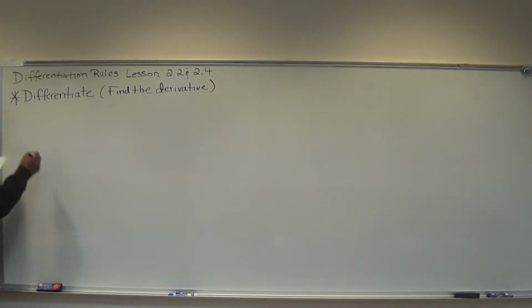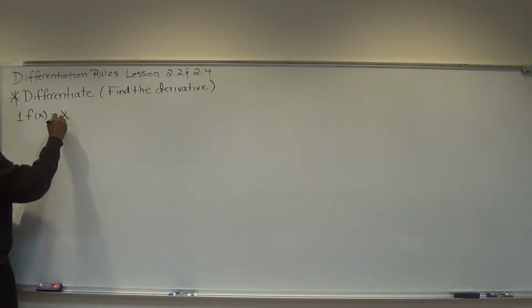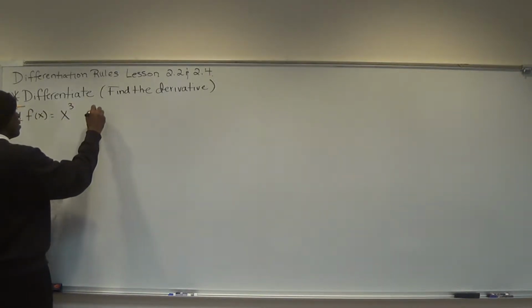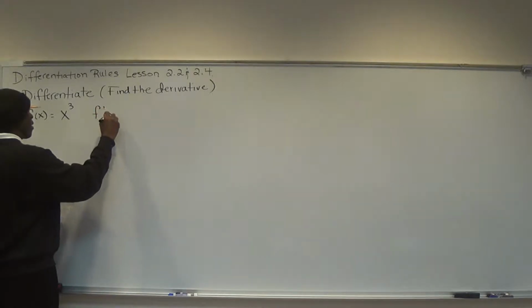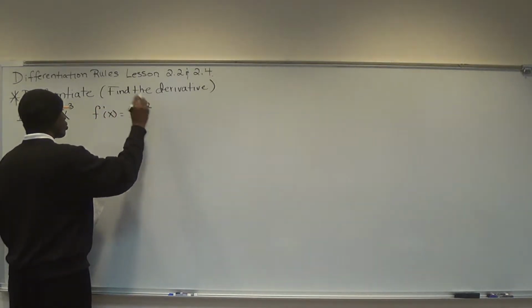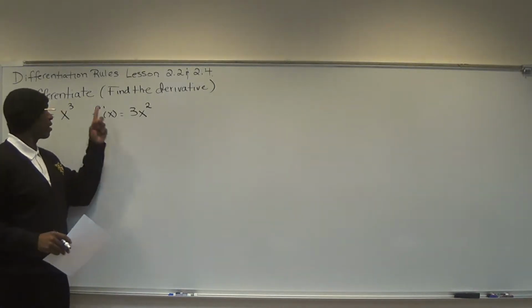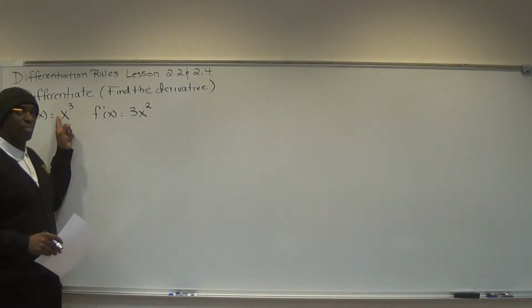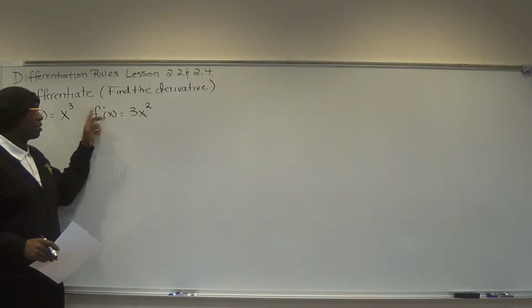All right, here we go. Number one, if f of x equals x cubed, then its derivative, f prime of x, equals 3x squared. Take the 3 here times the 1 and subtract 1 from 3. This is what you get.